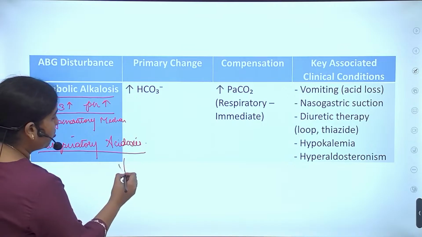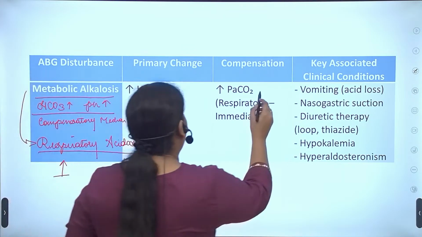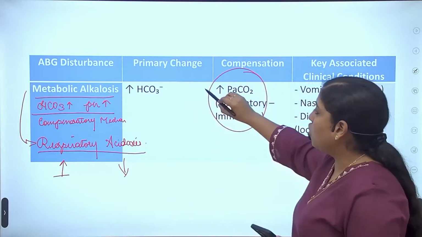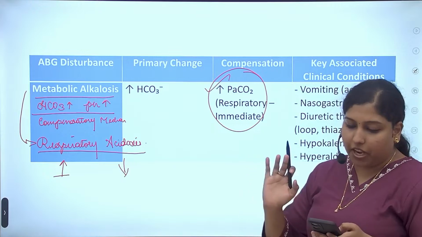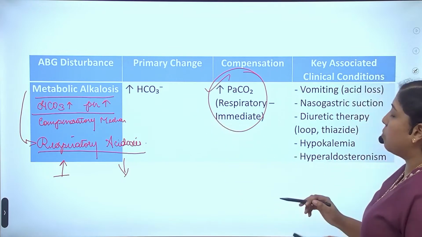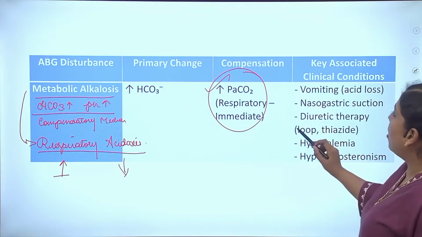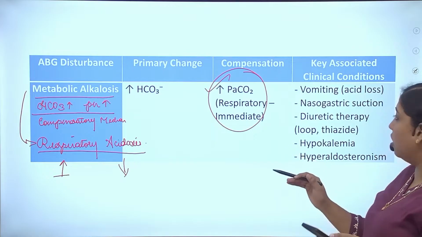If pH is going to decrease, your PaCO2 is going to increase. So that will be your compensatory factor which is happening. Your PaCO2 is going to be increased. So that's how you have to identify and answer the correct answer. Right? Now coming back to metabolic alkalosis, what are the conditions which are associated with metabolic alkalosis?